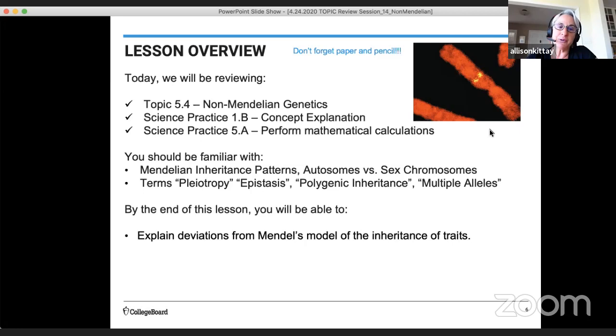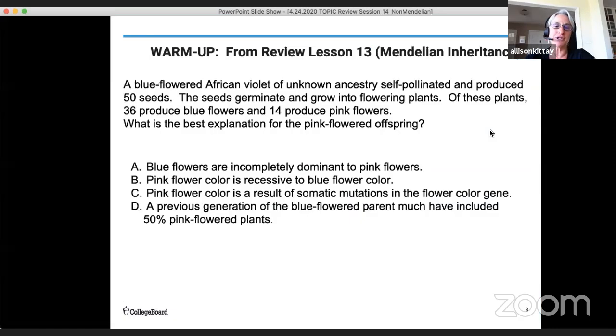So from yesterday, you should be familiar with Mendelian inheritance patterns. You should also be familiar with autosomes versus sex chromosomes. Today, I'm going to use some terms: pleiotropy, epistasis, polygenic inheritance, and multiple alleles, and these all have to do with the non-Mendelian genetic inheritance patterns. By the end of today, you should be able to explain, I just made up a new task verb, you should be able to explain deviations from Mendel's model of the inheritance of traits.